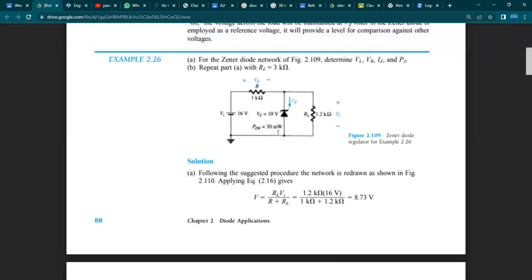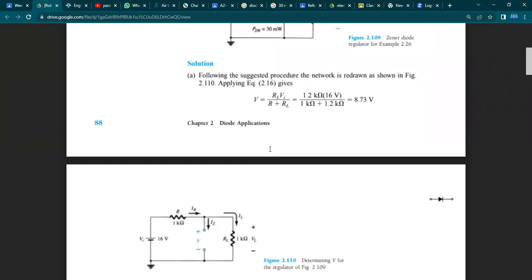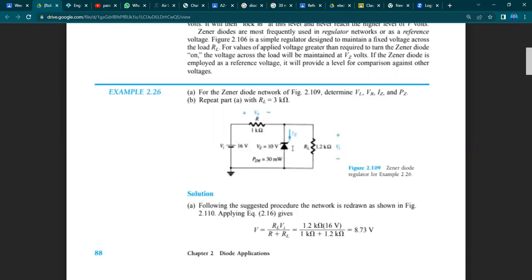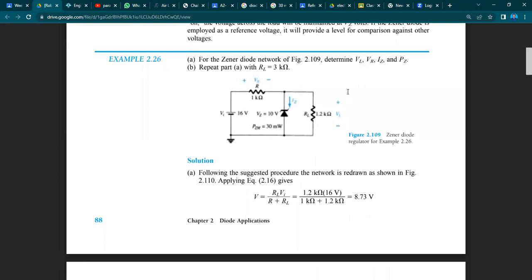Here I can see that to do the analysis, I have to remove this load to check how much voltage the whole circuit is giving across this point and this point. I have removed the load, and then when I apply KVL, or let's say the voltage divider, as there are two resistors and a DC voltage source, the voltage has been divided. The divided voltage across this R load that I have to find from this voltage divider is 8.73 volts.